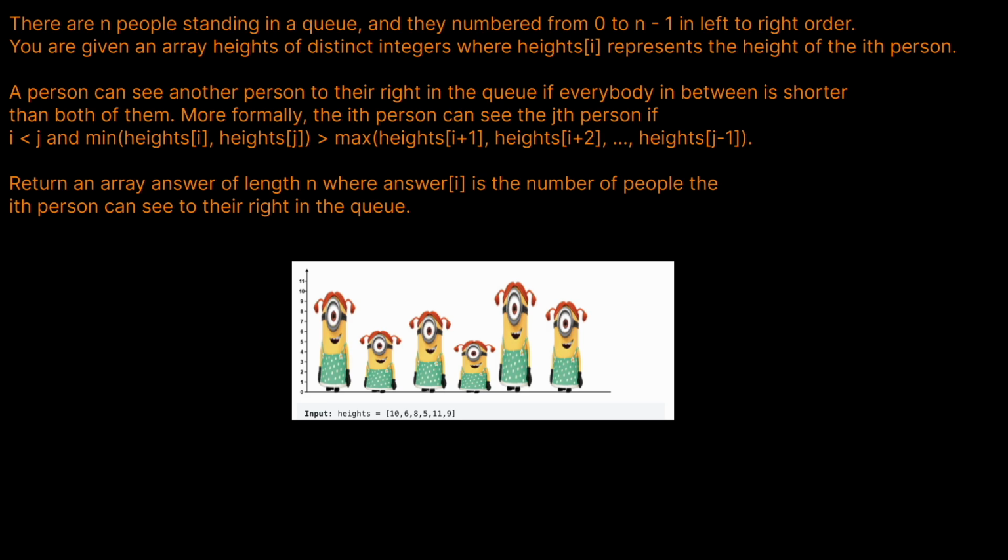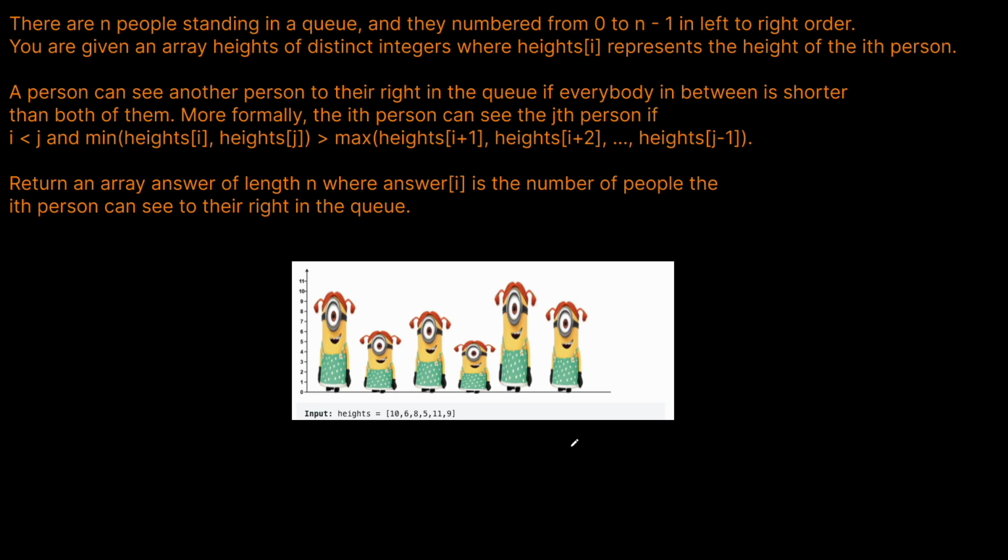More formally, the ith person can see the jth person if i is less than j and the minimum of heights of i, heights of j is greater than the maximum of heights of i plus 1, heights of i plus 2, ..., heights of j minus 1. Return an array answer of length n where answer i is the number of people the ith person can see to their right in the queue.